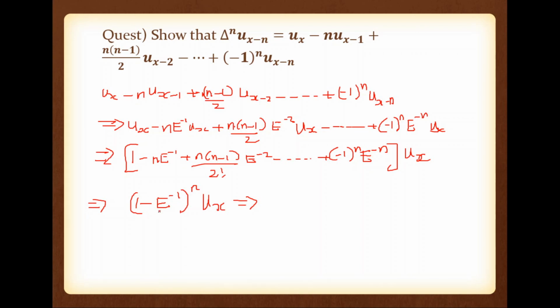This bracket, what is delta? Delta is equal to e minus 1. What is del? Del is equal to 1 minus e raised to minus 1. So this bracket is del. Now outside you have a power n, so del raised to n u of x. What is del raised to n?